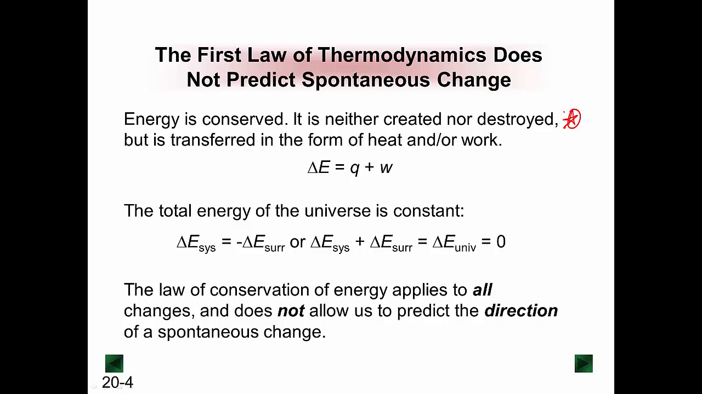And so it can transfer, it can change form, but is not created or destroyed. So energy is something that is conserved. And so we can represent a change in energy as heat and work. So the sum of heat and work gives us the change in energy for a system.